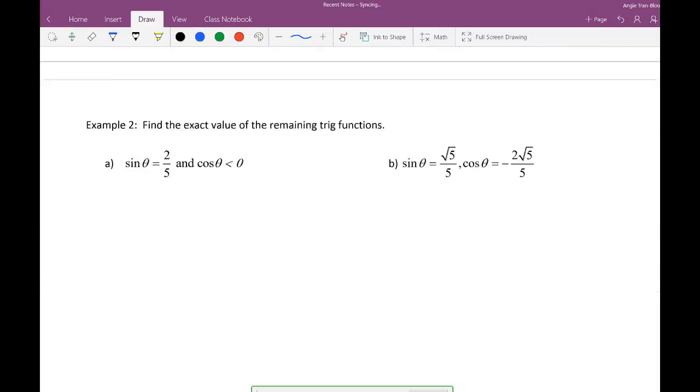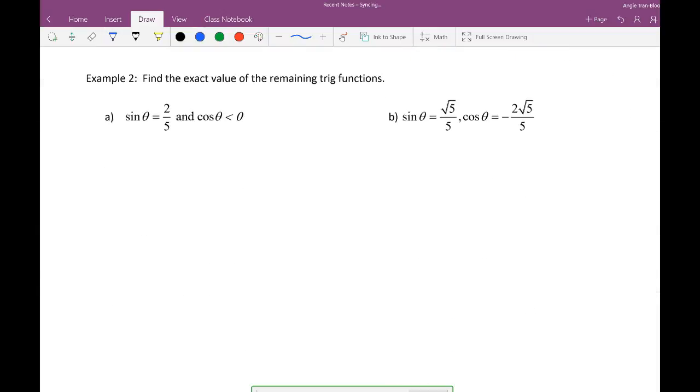Perfect. All right, example 2. Summer, read the direction to example 2. Find the exact value of the remaining trig functions. Perfect. How many trig functions, Matt A, do we have total? 6. Great. Here we go. Find the exact value of the remaining trig functions. Letter A. They gave you sine of theta is 2/5 and cosine of this same theta is less than 0.